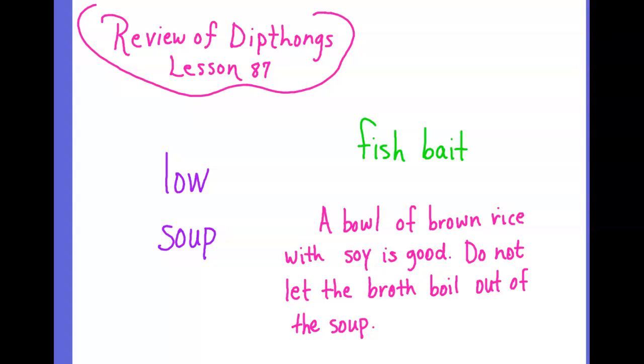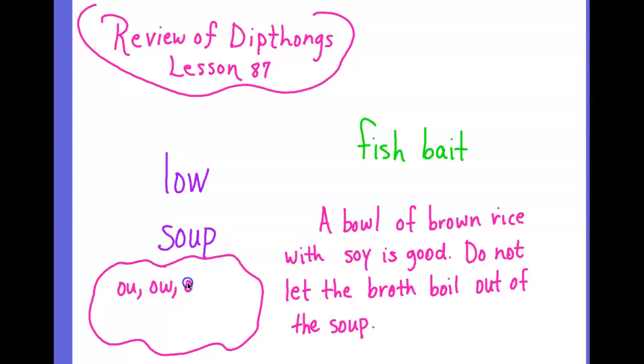Who can name the diphthongs that we have already learned? I'll go ahead and write them up here. Here are some that we've already learned, okay? We're going to write them right here in this little bubble. We have talked about OU, OW, OI, and OY. These are diphthongs.